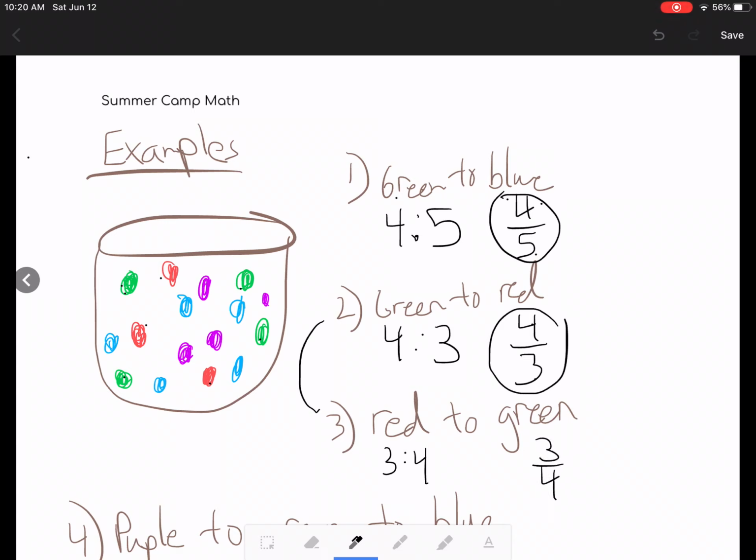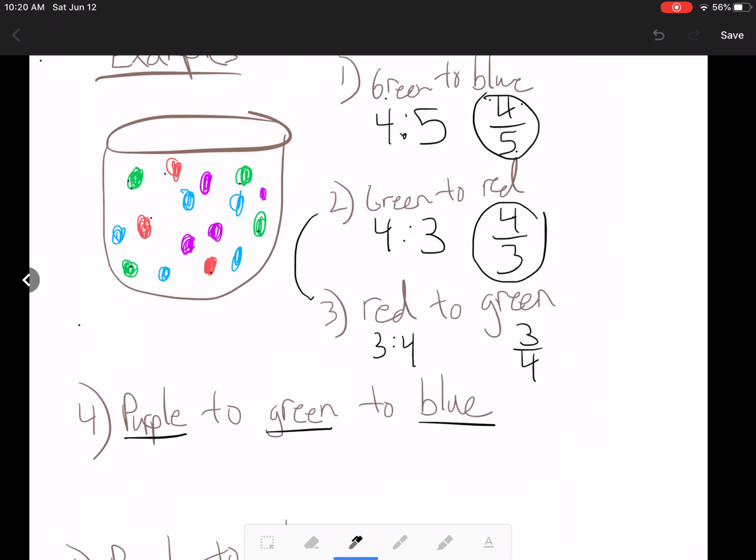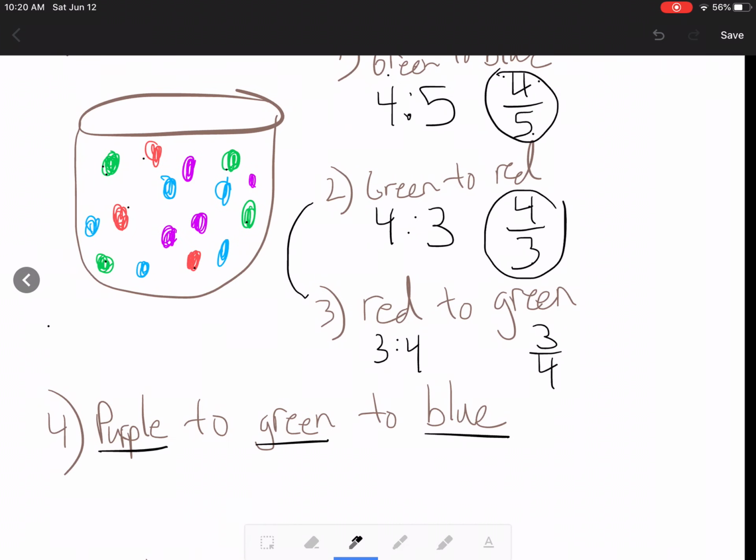Next, let's kick things up a notch. Oh, that's supposed to say purple. Maybe my stylus didn't get it. There we go. All right. This one is a 3-parter. Purple to green to blue. Now, when I said we're talking about what a ratio is, it's a comparison of two or more numbers. We can compare three numbers. If you want to, you can compare four. Rarely will that happen, though.